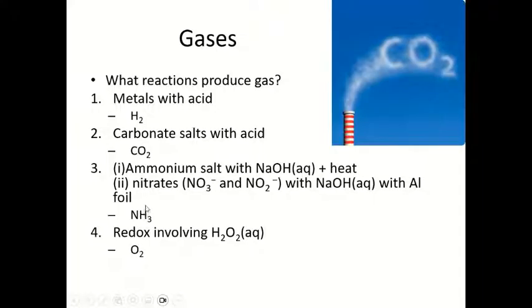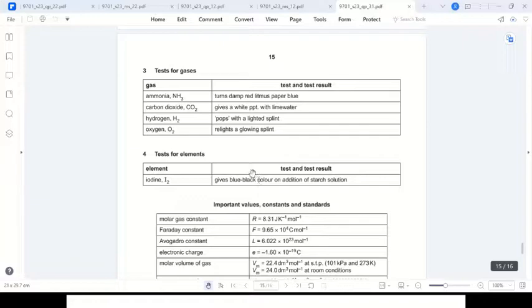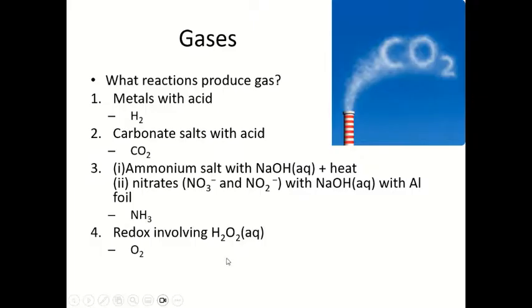How do you test for ammonia? Go back to the table if you cannot remember. You are supposed to test ammonia with red litmus paper, and if ammonia is produced, it will turn the damp red litmus paper blue. So wet the litmus paper before it is used. Let's go to the last one, which will be oxygen gas.